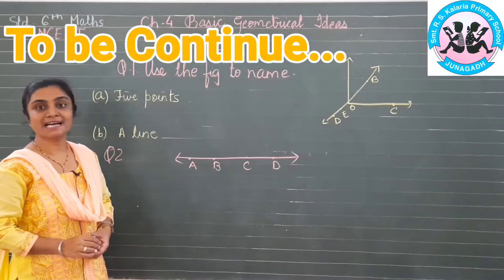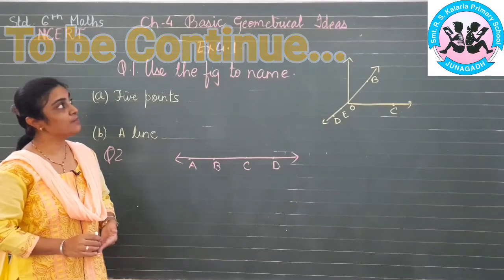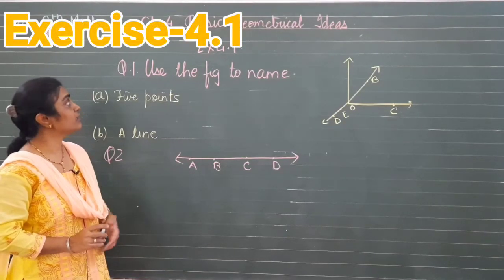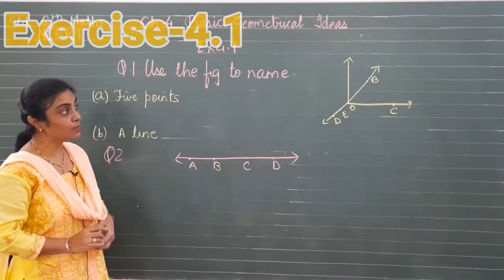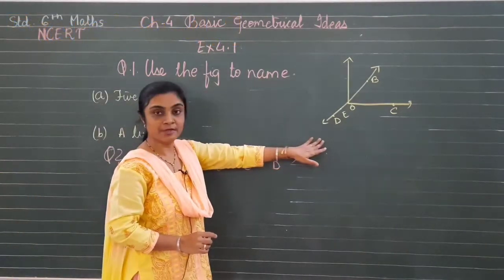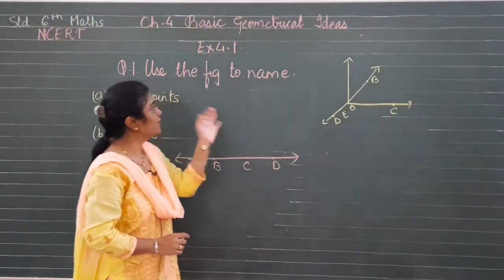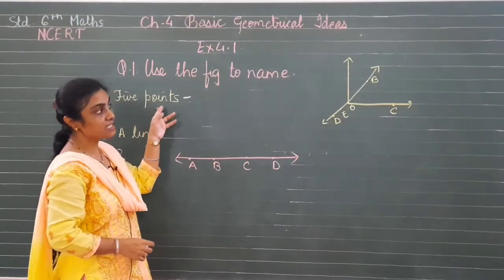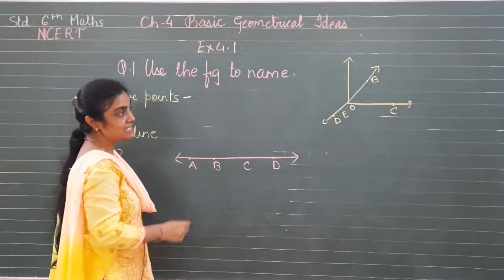Now students, we will start chapter number 4, basic geometrical ideas, with the exercise 4.1. So the first question is, use the figure to name. Here the figure is given to you. According to this figure, we have to write down the naming. There are 5 points. Which are the 5 points we can see over here?